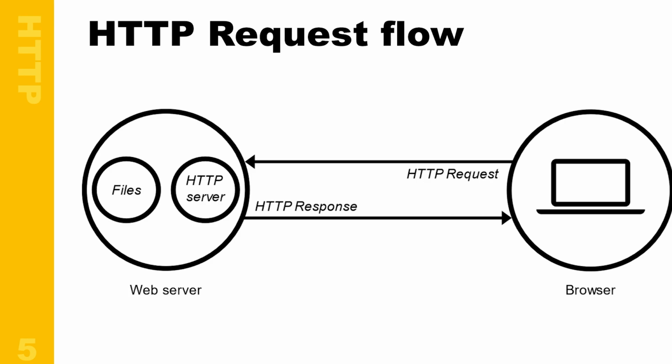Now, a very easy example of this would be that on the right side we have our browser. We make a request to the web server that comes in. Our HTTP server catches this, and based on what we need, it grabs a file and sends it back in an HTTP response. Now that we know what HTTP requests are used for, the content of a request is also quite important to know.